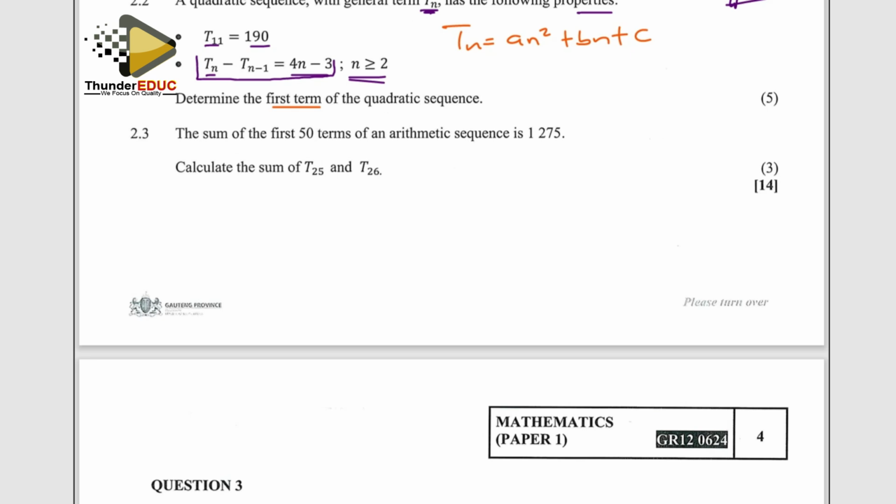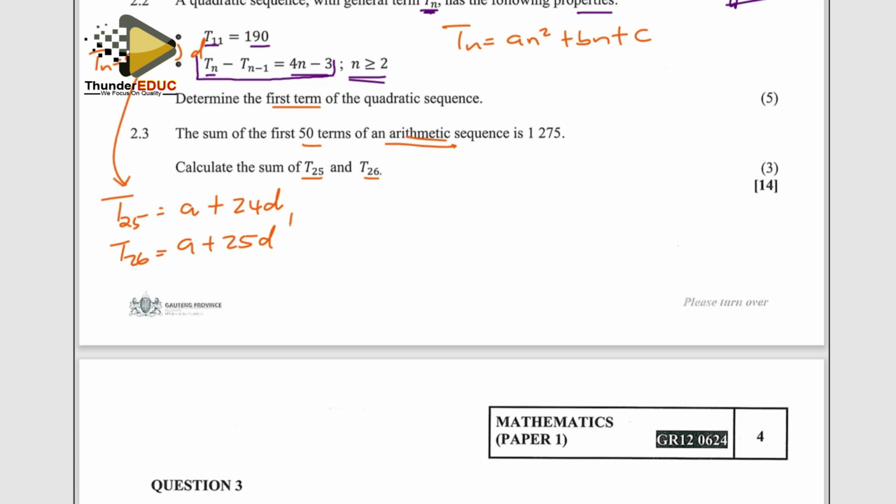Okay, then they're telling us that the sum of the first 50 terms of an arithmetic sequence is 1275. They want us to calculate the sum of T25 and T26. So the sum of term 25 and term 26. Term 25 is going to be given as a plus 24d. Term number 26 is going to be given as a plus 25d, from the general term of an arithmetic sequence, the nth term.